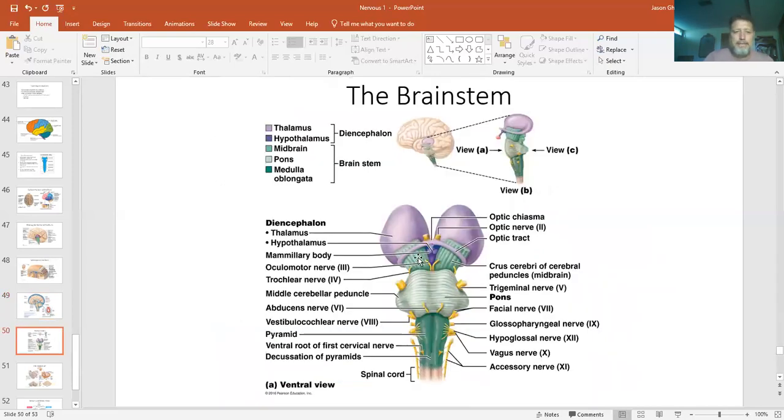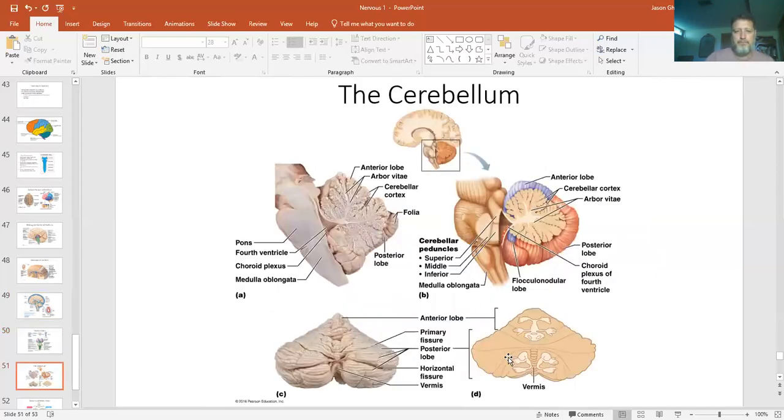Here's part of the brainstem. You see the diencephalon here with the thalamus and hypothalamus. This will be up into the midbrain, and it comes down, and you have your pons and medulla down lower. All right, so there's the pons and medulla down here lower. Then it becomes the spinal cord. Again, there's that cerebellum with the arbor vitae. Again, the main thing I really want you to know is that this is for muscle coordination.